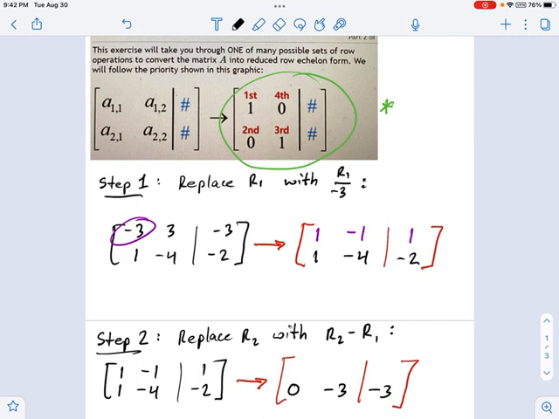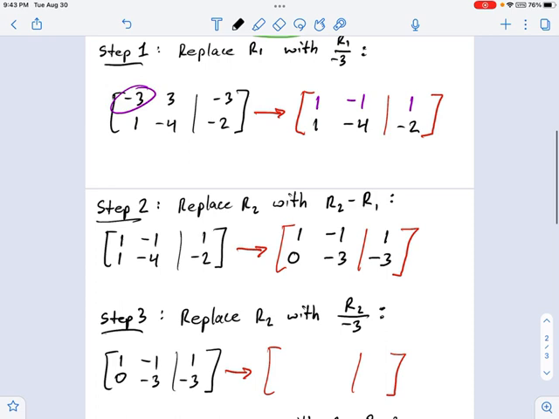Now, that was just row 2 getting replaced. Row 1 didn't change, so I can still keep that the way it was. And you'll see now I'm one step closer to the identity matrix on the left. I now have not only a 1 in the top left, but I have a 0 in the bottom left. That's great.